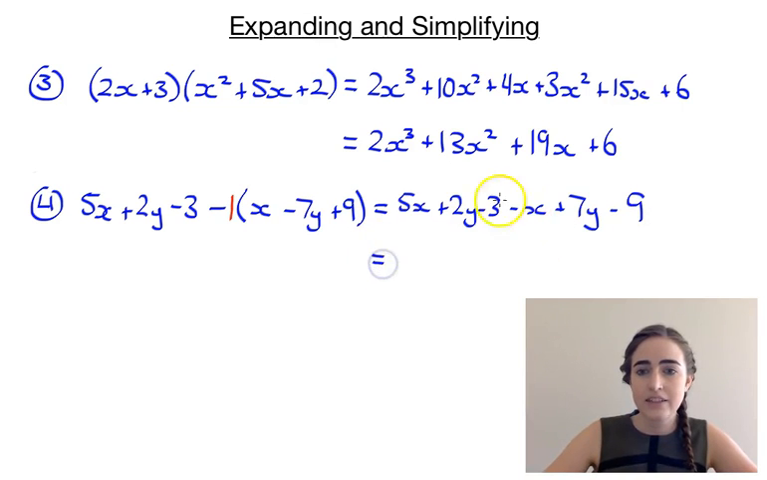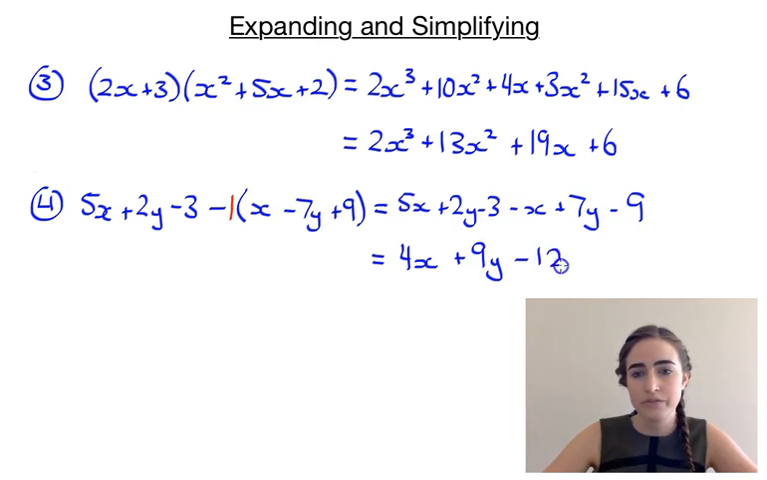So then collecting like terms, we've got 5x minus x would give us 4x. 2y plus 7y would give us 9y. And minus 3 minus 9 would give us minus 12. So there's a few examples of expanding and simplifying algebraic expressions.